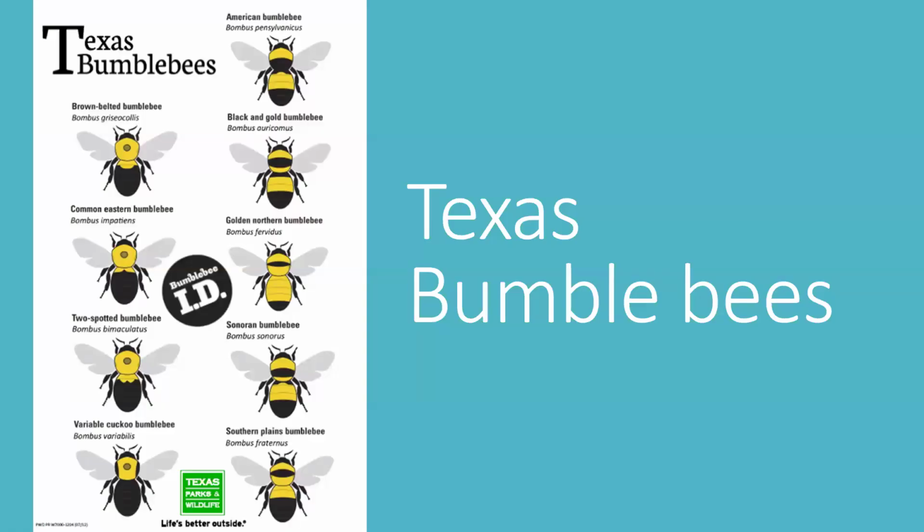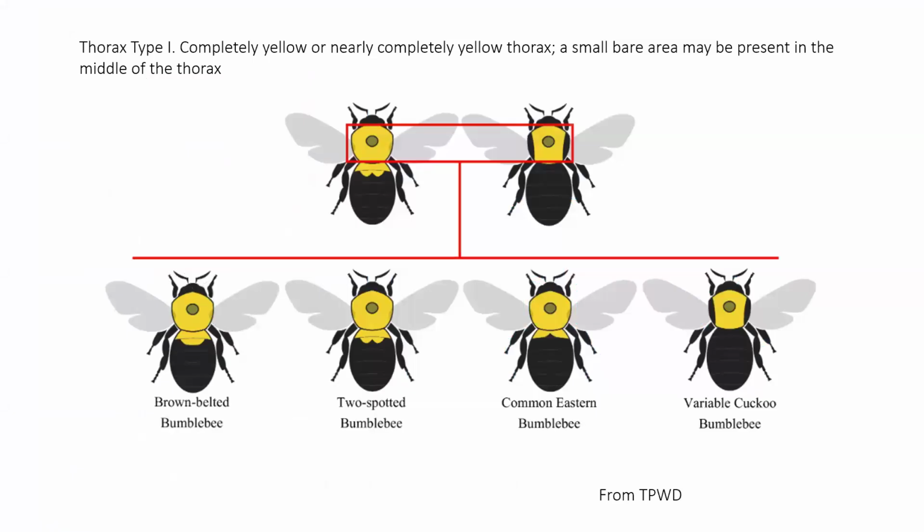So we do have 9 species of bumblebees in Texas, and this particular section is from Texas Parks and Wildlife, and you can actually find this on their website. If you Google Texas bumblebees and Texas Parks and Wildlife, you will be able to pull this up. When you're looking at identifying bumblebees, the first thing you're going to look at is the thorax and the coloration on that thorax.